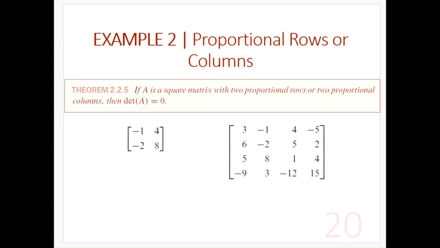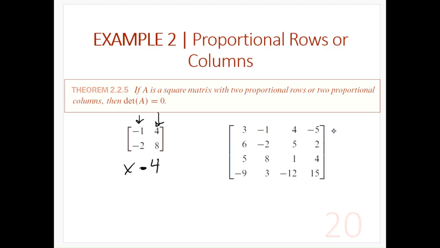So here we see that if you look at this column 1 here, you will see that it is proportional to this second column here, because what you did was multiply the first column by -4 to get the second column. So multiplied by -4. So those two columns are proportional. So go ahead and look at this next example.